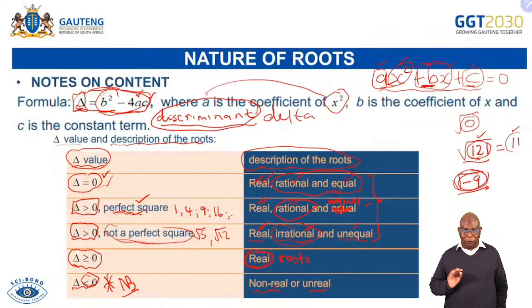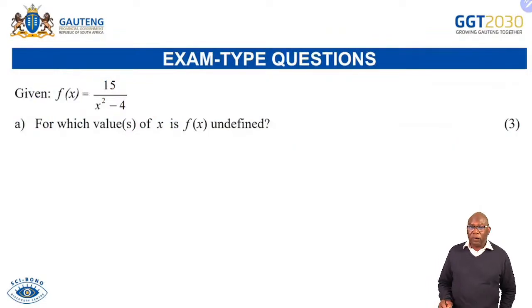So this table is very, very important. When you study practicing the nature of the roots, you must have this table next to you, and you can answer any question that talks to this. Right. Now let's look at the first activity.